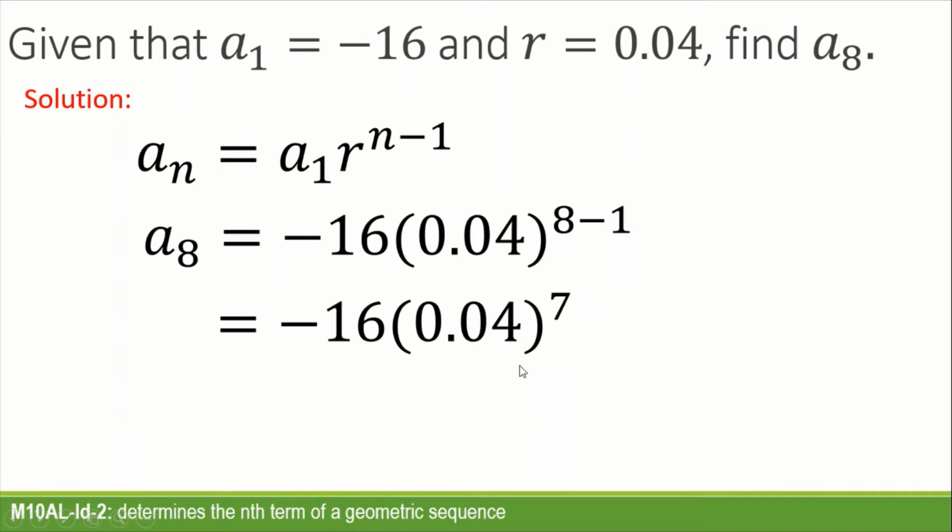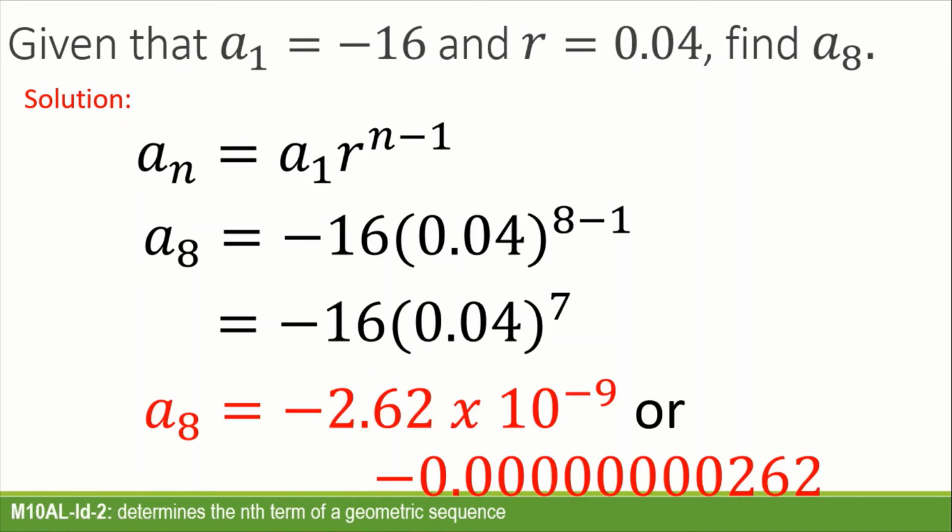So, pwede nyo gamitin ang calculator ninyo. So, pwedeng 0.04 times 0.04, 7 times yon. O kaya, gamit kayo ng function sa calculator ninyo na may exponent, para mas mapadali ang pag-solve ninyo ng may exponent. So, after finding the value of 0.04 raised to the 7th power, multiply natin siya with negative 16.